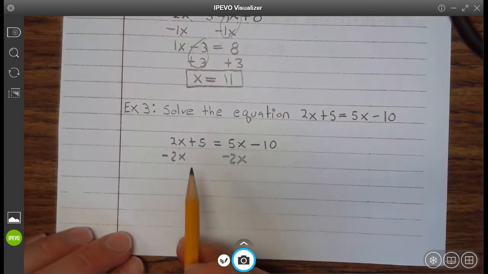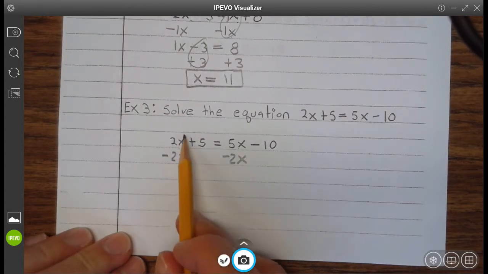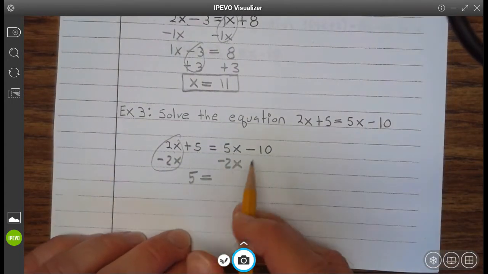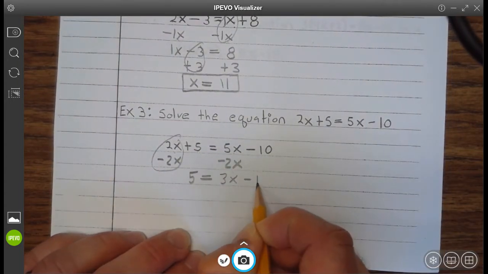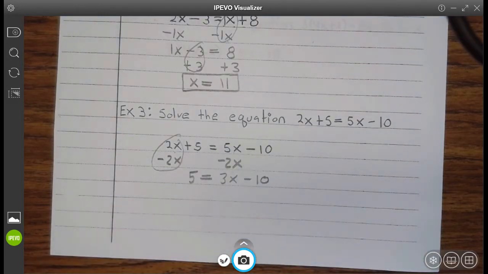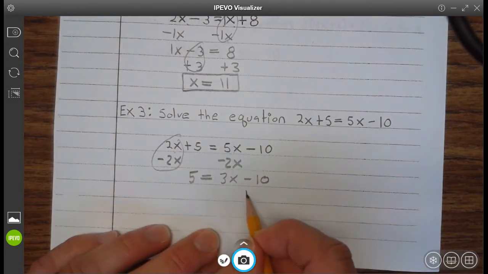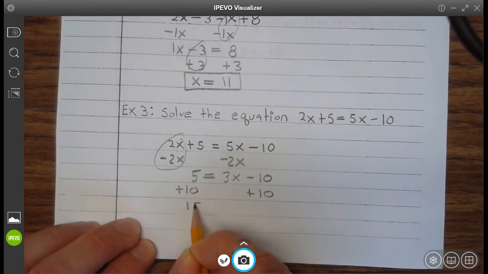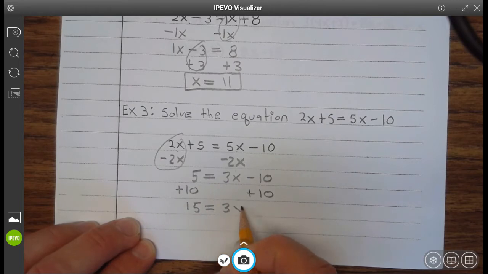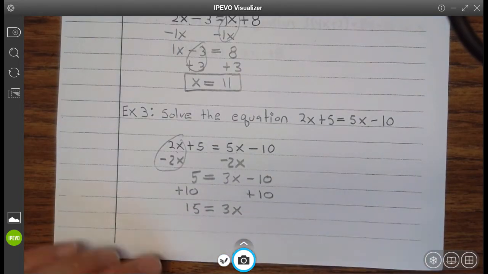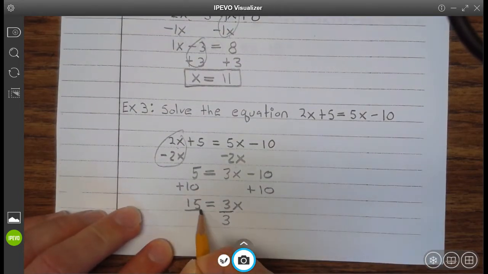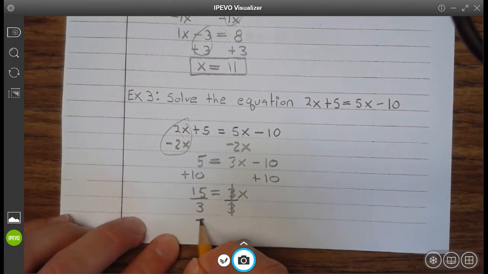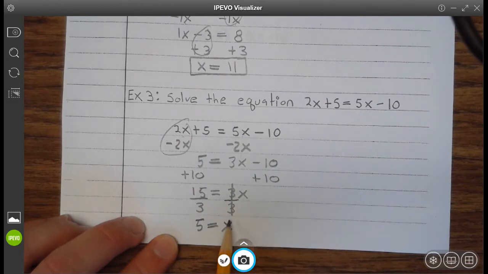All right, so then we see that 2x minus 2x is 0. You have 5 equals 5x minus 2x, which is 3x minus 10. Okay, so then we're going to add 10 to both sides. 5 and 10 is 15 equals 3x. We're going to divide both sides by 3. 3 divided by 3 is 1. 15 divided by 3 is 5 equals x.